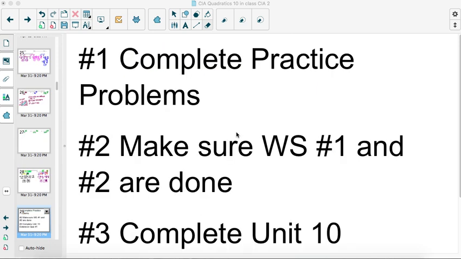All right. So if you need to rewind to rewatch those, please do so. Please make sure you complete the practice problems on the back side of the sheet. Make sure worksheet 1 and 2 are done from last week because I will be checking those off. And then you can complete the Unit 10 extension quiz on Google Classroom once all of that is done.